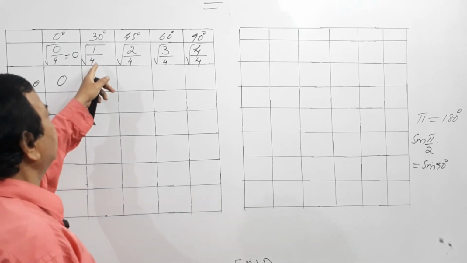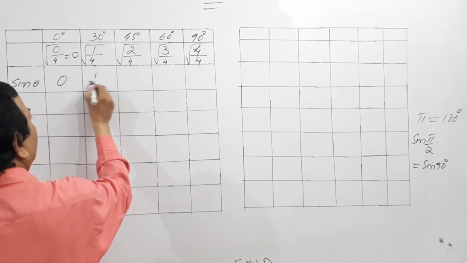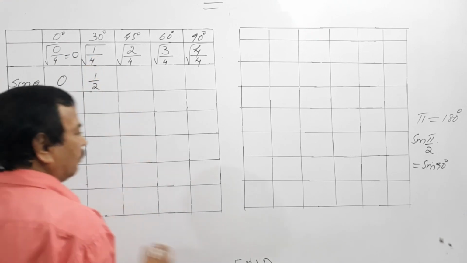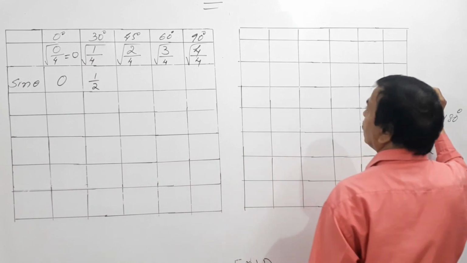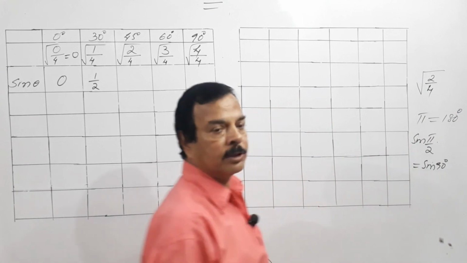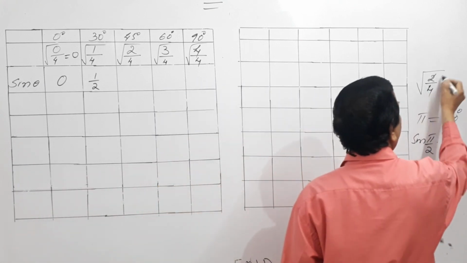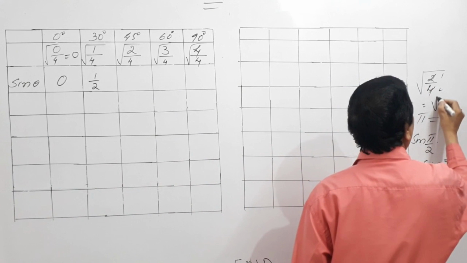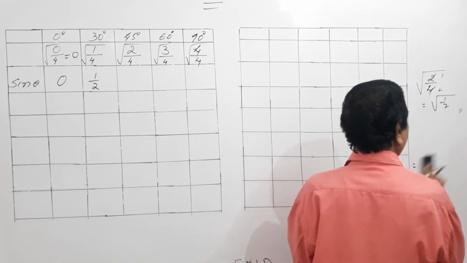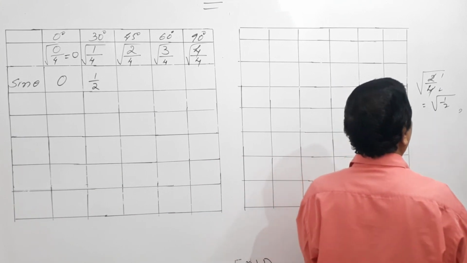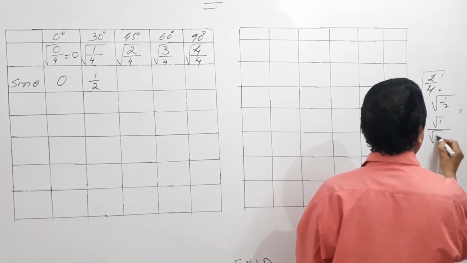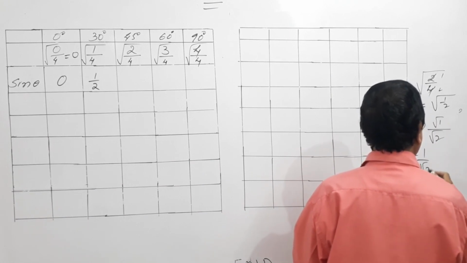Now this is 1 by 4. The square root of 1 by 4 is 1 by 2. Now we have 2 by 4 under the root. Simplify this: it becomes under the root 1 by 2. I can write this as 1 by under the root 2, that is nothing but 1 by root 2.